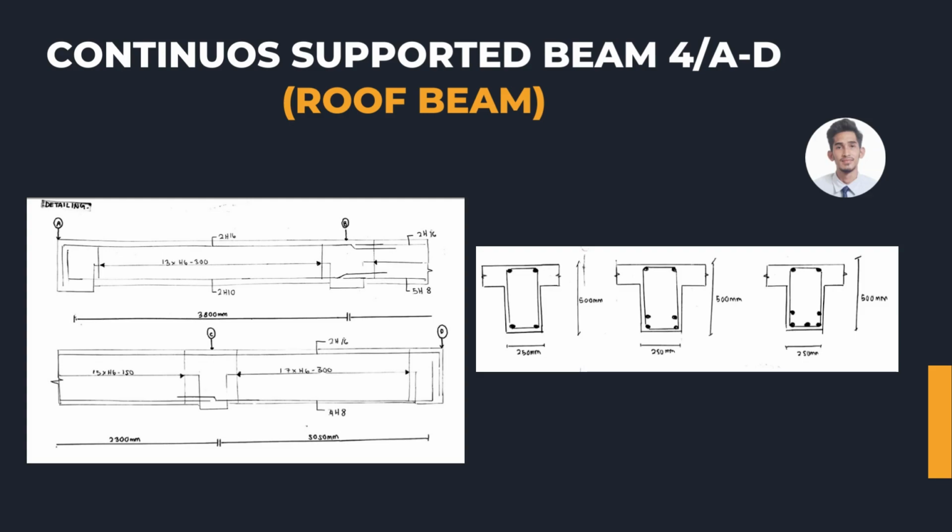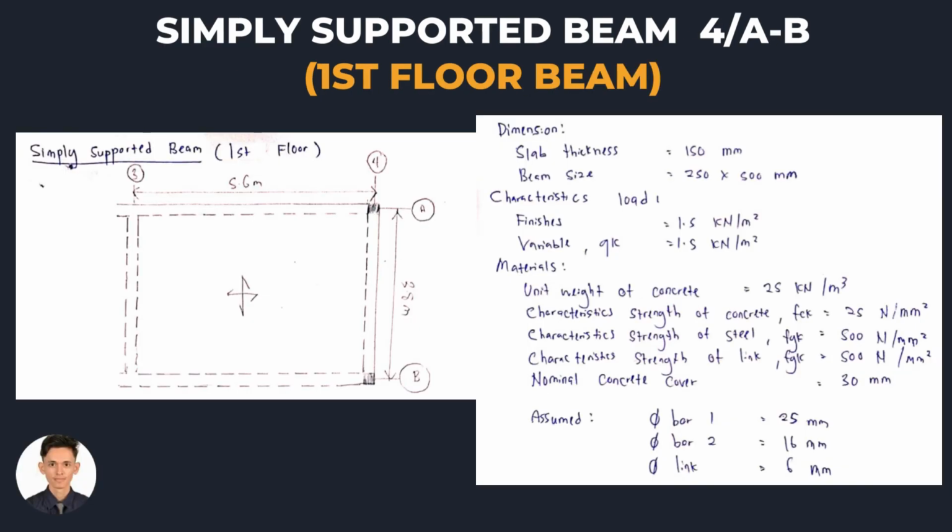For the beam C to D, we use 2H16 on the top, and for the bottom we use 4H8. The link we use for the beam C to D is H6 at 300 spacing. Okay, this is my structure layout for my beam, which is beam 4A to D at the first floor beam.